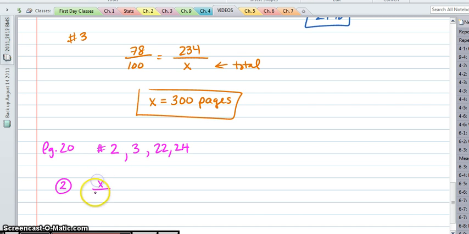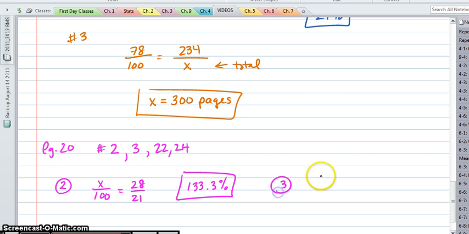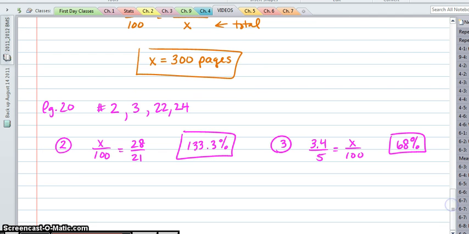Number 2, it's not always about the final answer. The setup is really important here. So that's the initial proportion. When you do solve this, we need to round to the nearest tenth. We should get x equaling 133.3%. Number 3, your initial proportion should look something like this. And when you solve, you should get 68% because, again, we're looking for what percent.